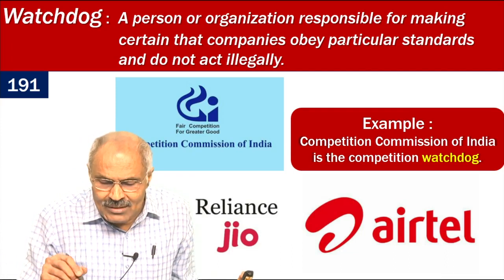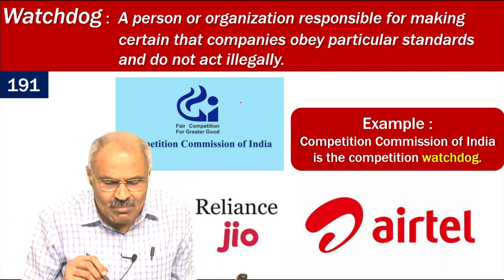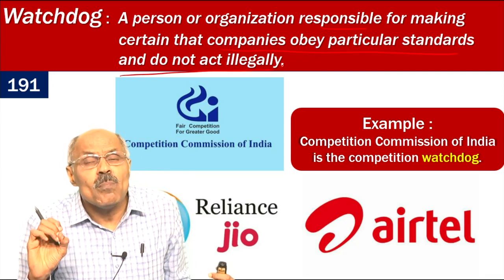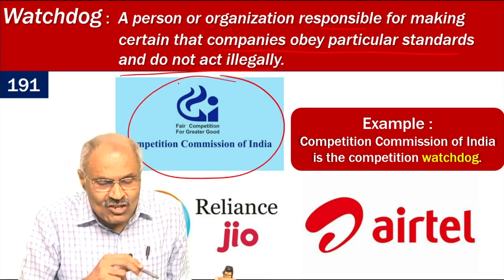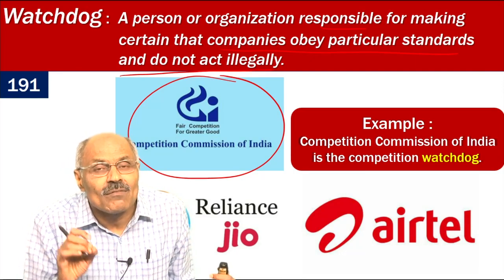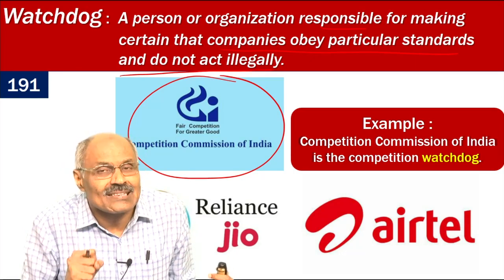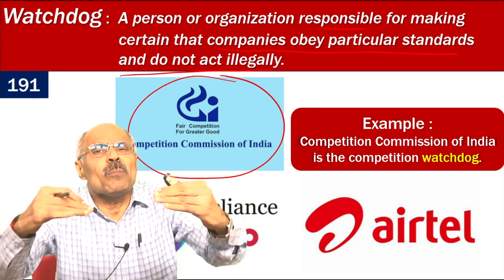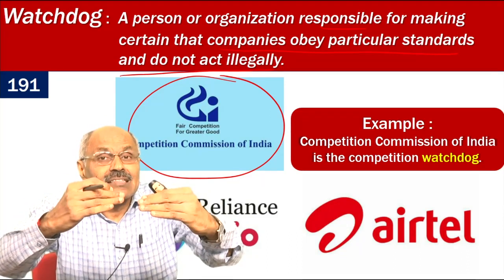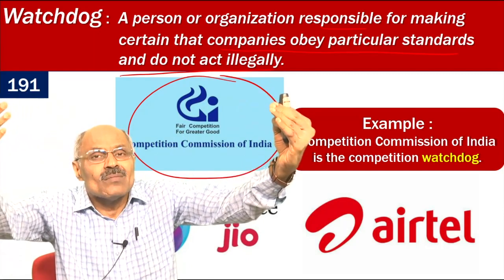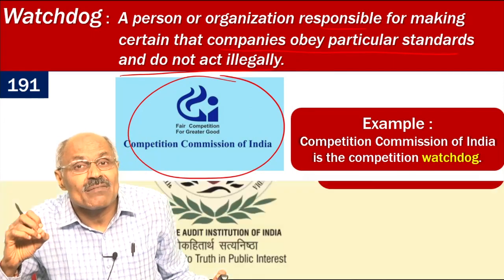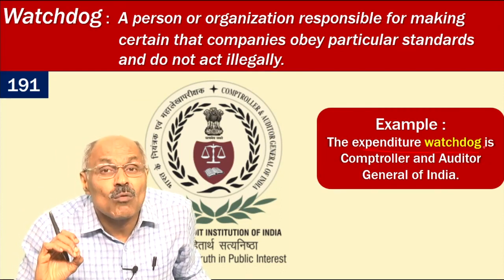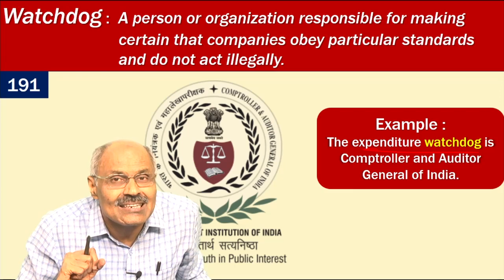Look at the next one, watchdog. What is a watchdog? That means an organization or person responsible for making certain that companies obey particular standards. So, the competition watchdog is the Competition Commission of India. It looks at various anti-competitive practices. That means when the cement companies are coming together, there is collusive behavior among the cement companies, and when they are increasing the cement prices unreasonably, then this watchdog, the Competition Commission of India, will come into the picture. And the Comptroller and Auditor General is the expenditure watchdog as far as India is concerned, right?